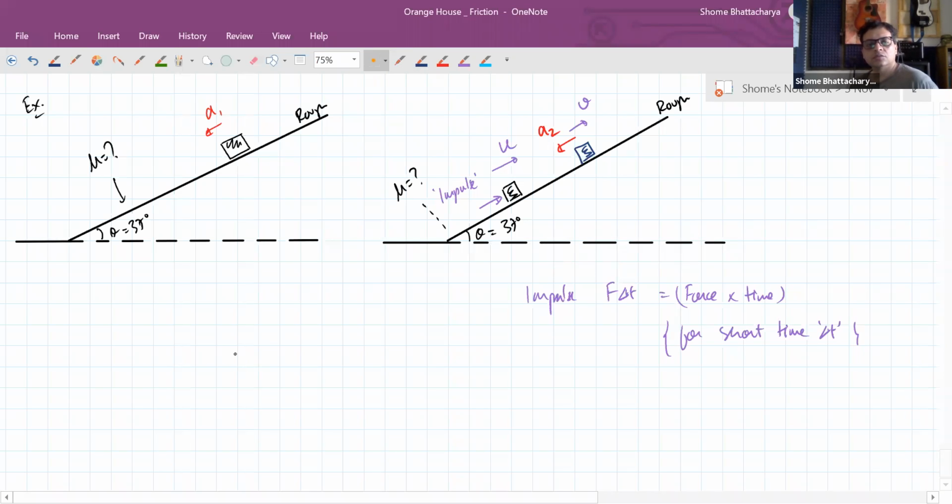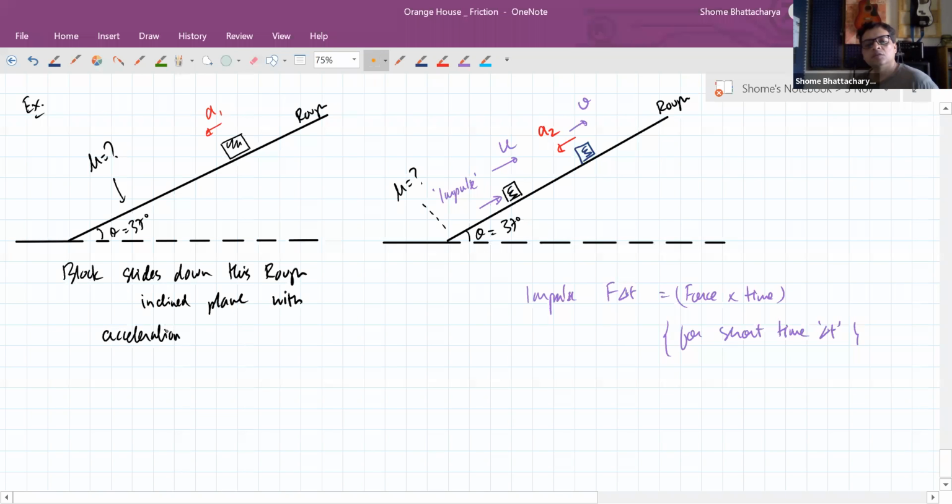Okay. So the block slides down this rough inclined plane with acceleration. Now suppose that acceleration a1 is given to us as 1.2 meters per second square. Take g as 10 meters per second square. Okay. So then first of all, find the coefficient of kinetic friction.